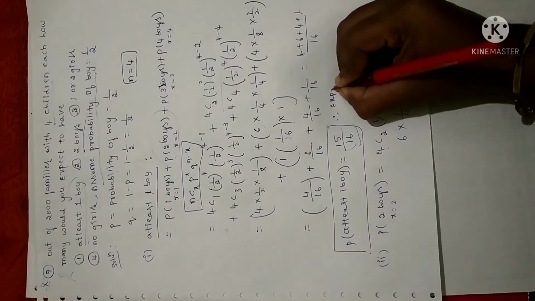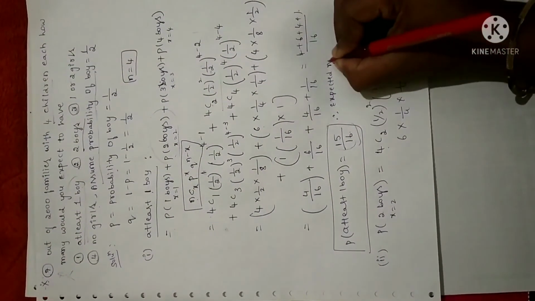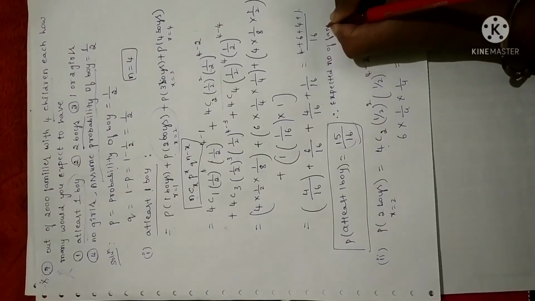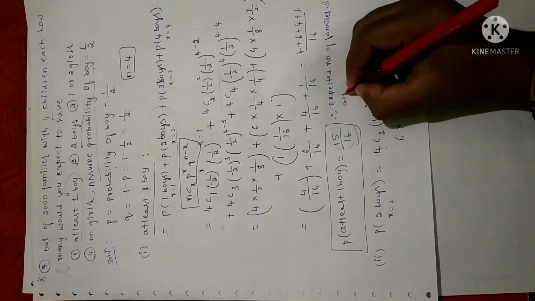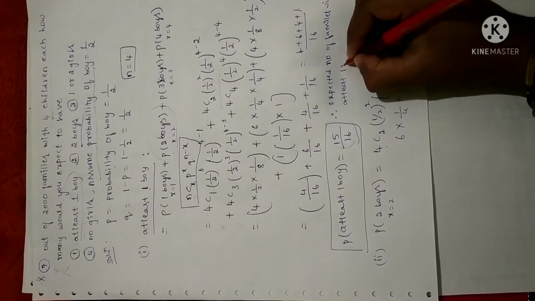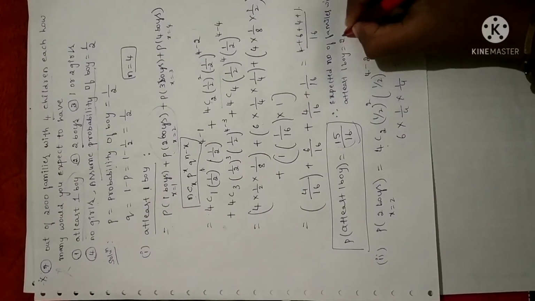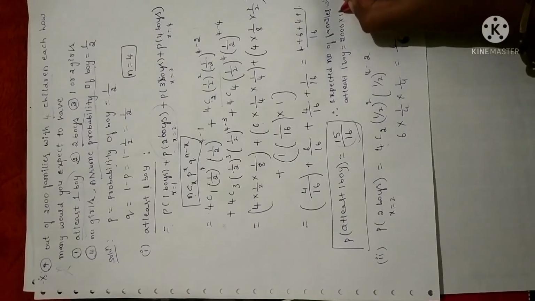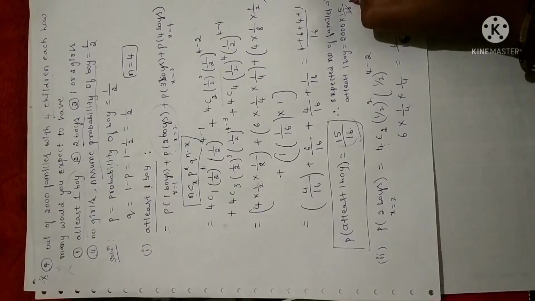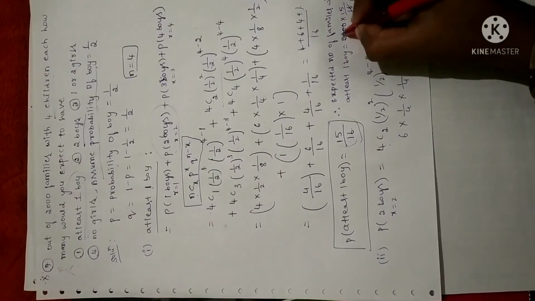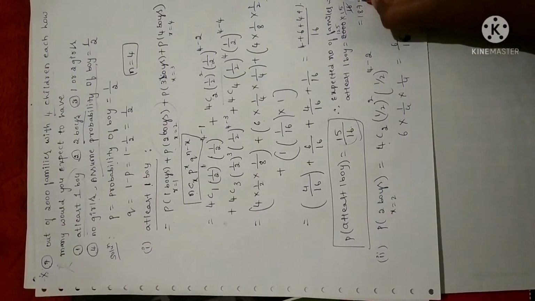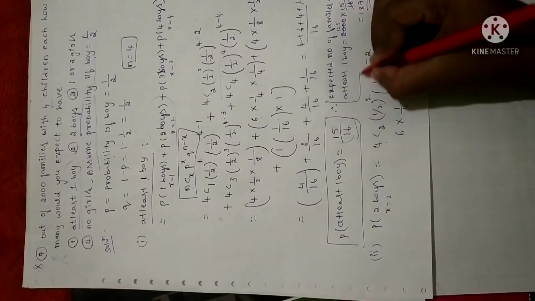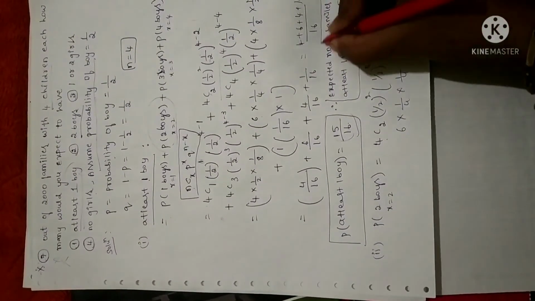Therefore you just write it: expected number of families with at least one boy will be equal to, you have to multiply, right? So 2000 into 15 by 16. So 16 ones are 16, 125. So after multiplication you will get 1875. So this is the required solution for the first sub question.